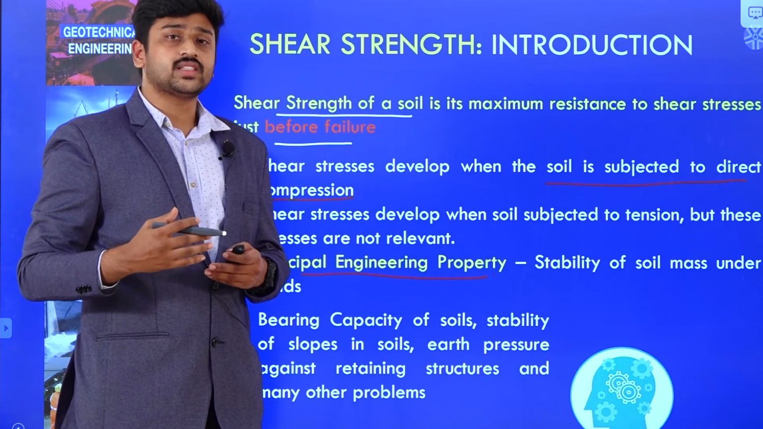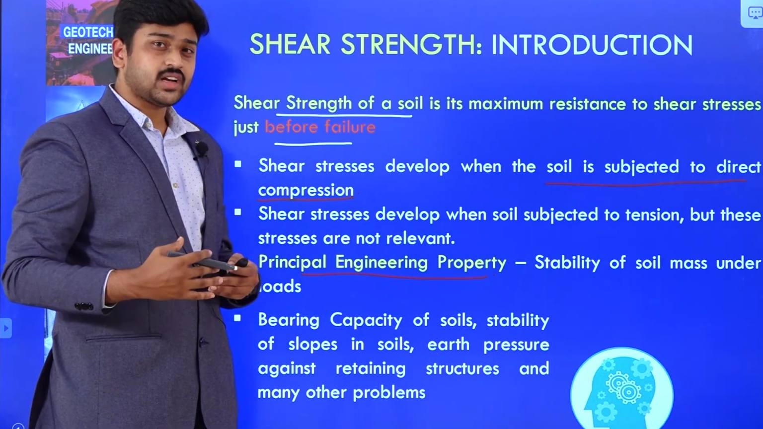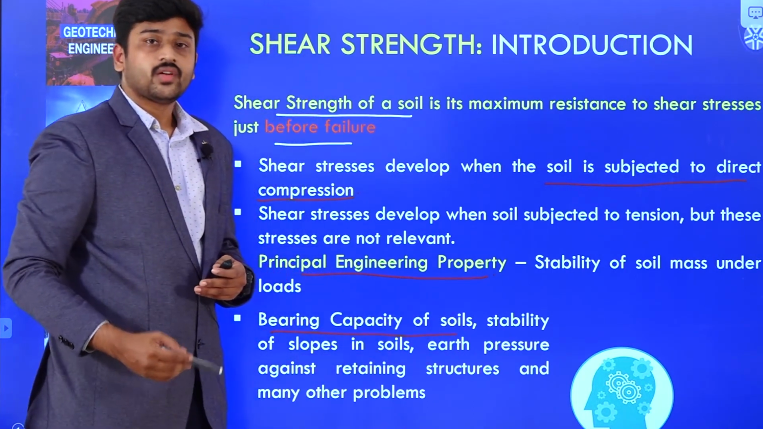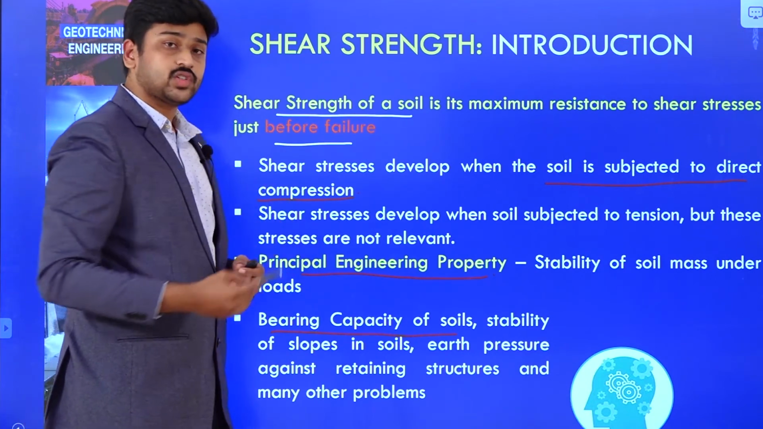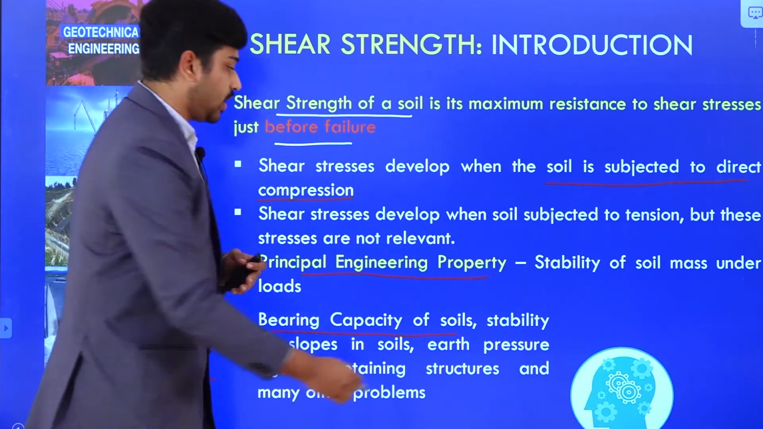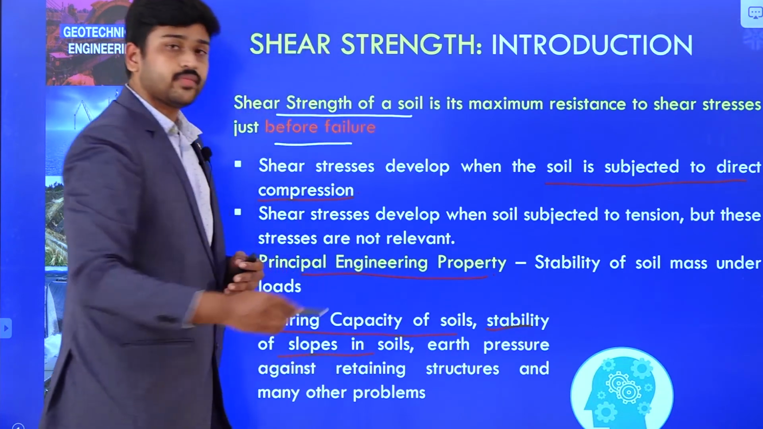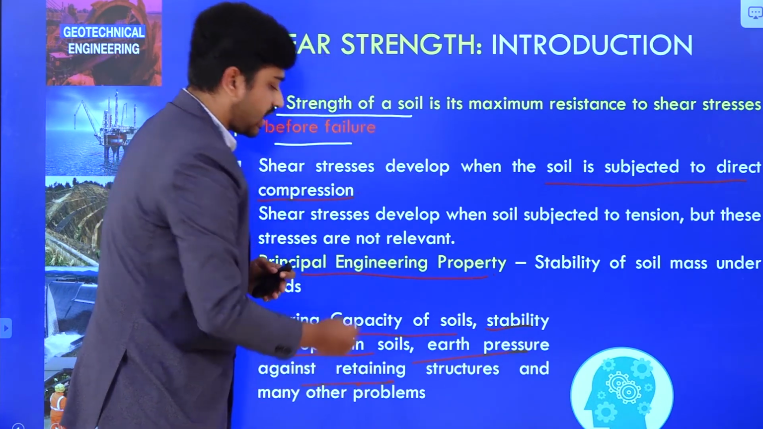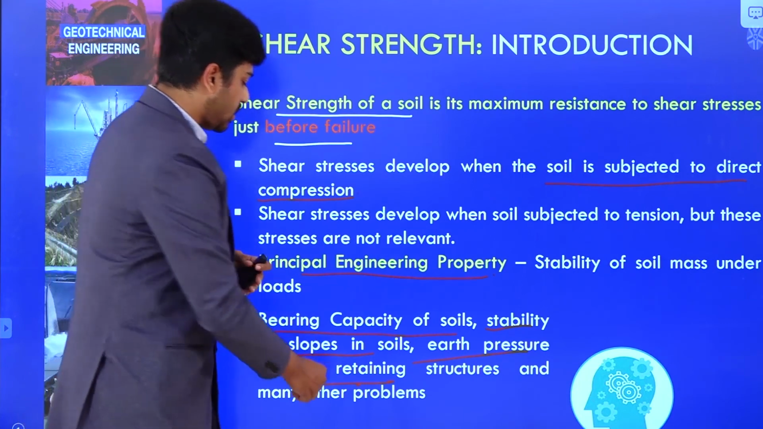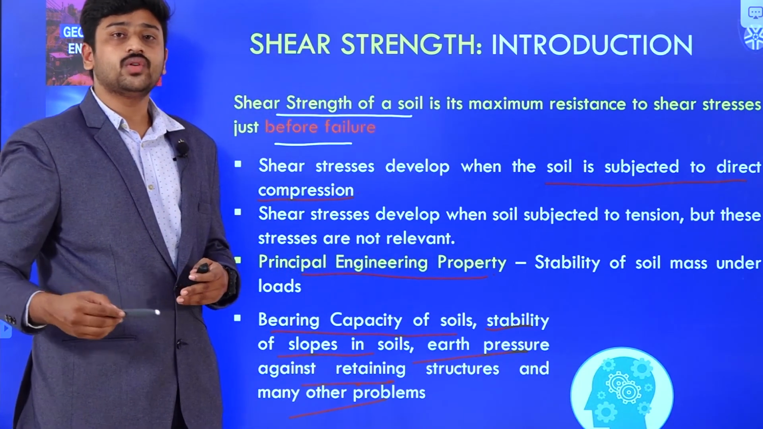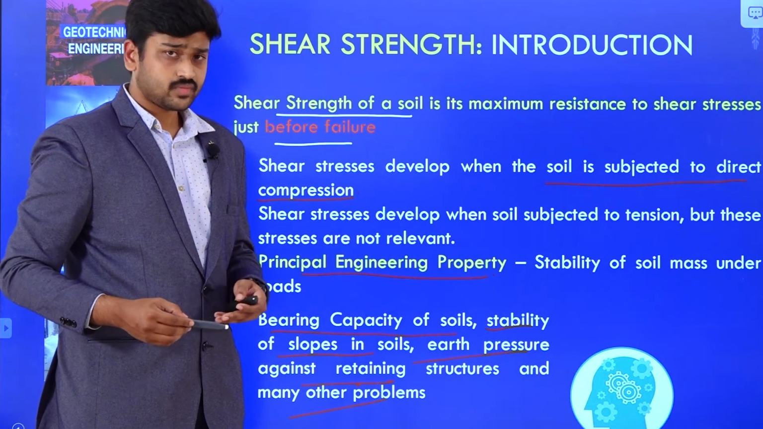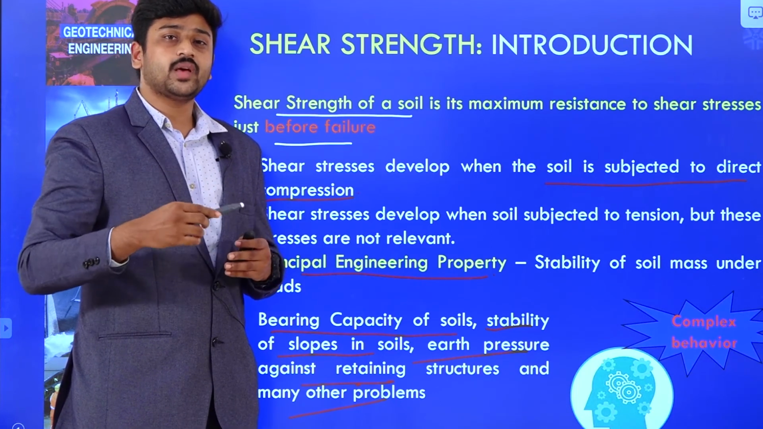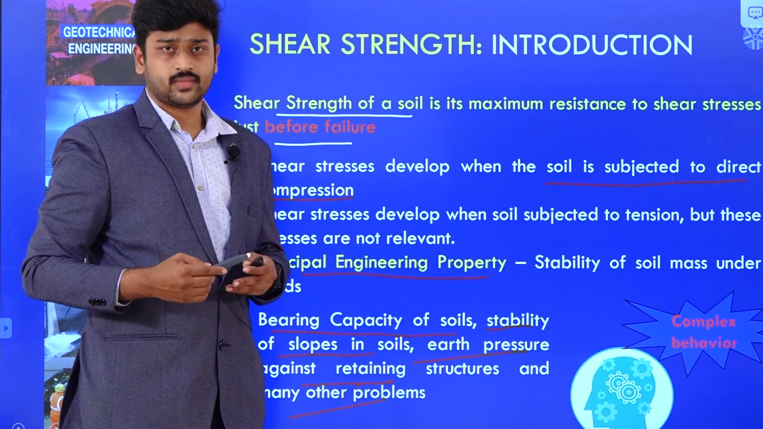So where do we apply this shear strength determination? In general we will be trying to understand the bearing capacity of a soil. Using this shear strength we will be determining the bearing capacity of soil, and then we will apply this to find out the stability of slopes. This will be discussed in our unit 3. Then we will obtain the earth pressures against retaining structures, and finally for any other engineering problems we will be using this shear strength concept. That is why it is a complex problem having a complex behavior, where we apply it in different fields of aspects.